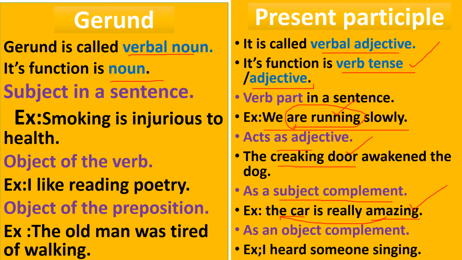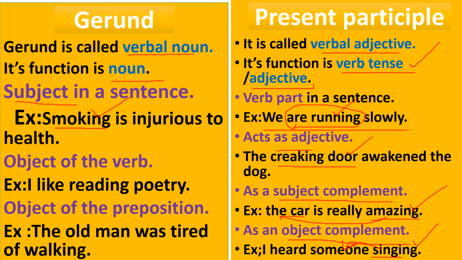Sometimes the present participle acts as object complement. I heard someone singing. Singing refers to whom? Someone. Okay. So singing is object complement. Come to the gerund. Gerund sometimes acts as subject. Smoking is injurious to health. Smoking is subject of the sentence. It acts as subject. So it is called gerund.